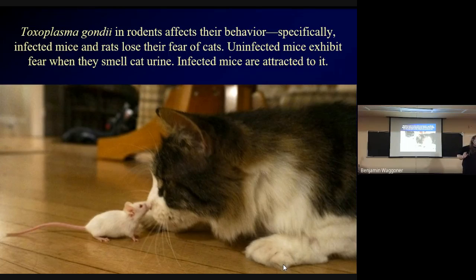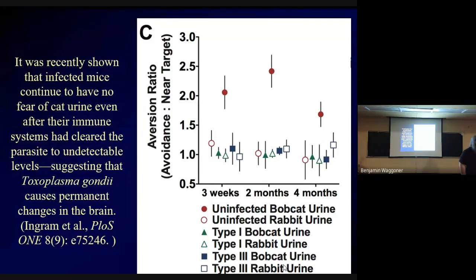So uninfected mice will squeak and run like hell when they smell cat urine. Infected mice are attracted to it. Infected mice will just walk right up to the cat and go, hey, man, how's it going? And the cat, of course, eats the mouse, and then the cat gets infected. And it seems that this causes permanent change in the brain, because infected mice continue to have no fear of cat urine even after their immune systems had cleared the parasite to undetectable levels.